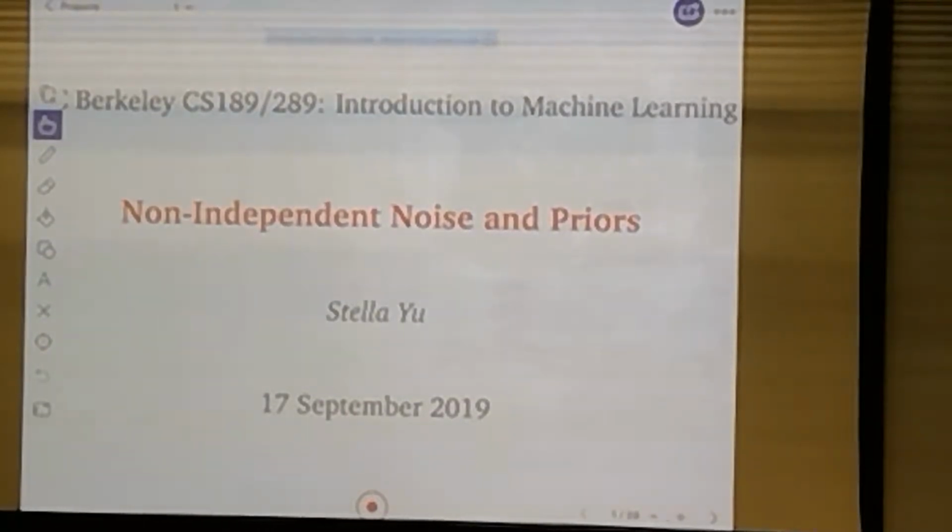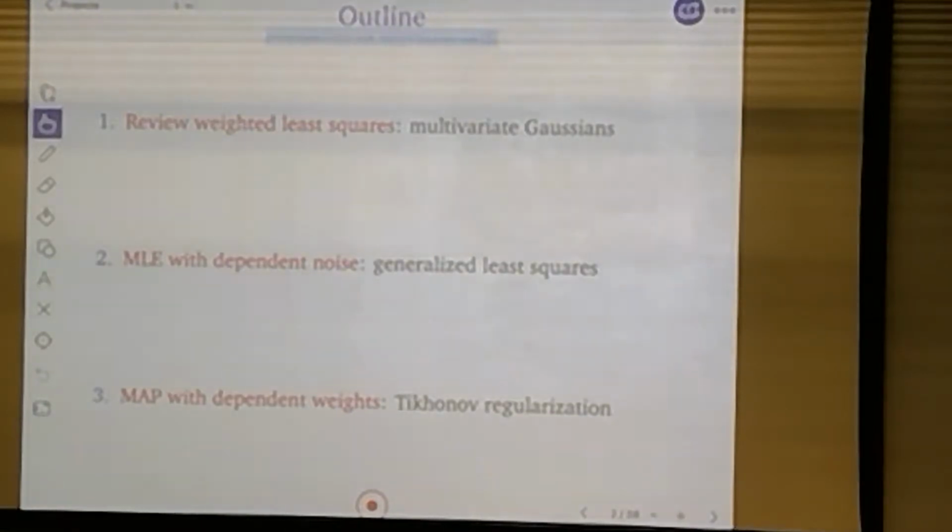Today we are going to extend the probabilistic view of regression towards non-independent priors and noise. We're going to first review weighted least squares. We started on this last lecture. Then we're going to talk about maximum likelihood estimation with dependent noise. And this extends least square regression to so-called generalized least square, GLS.